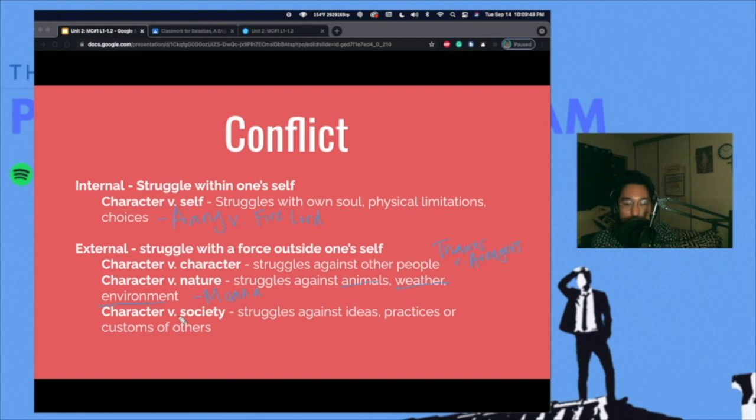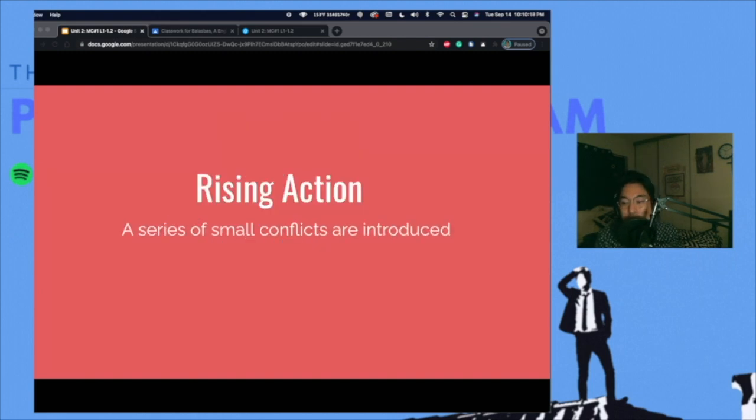in the story. With character versus society, let's think back to the Avengers. They struggle with the United Accords, I think, when they're dealing with the damage that's being done by their supposed heroic deeds. So all of these different types of conflicts that we just looked at lead into rising action, which is a series of small conflicts that are introduced.